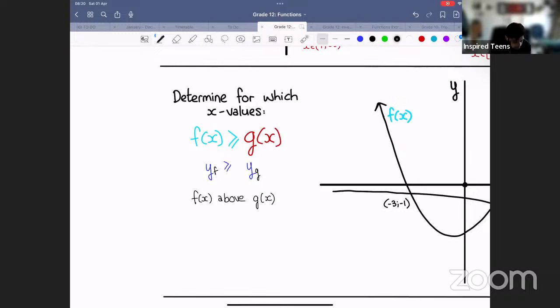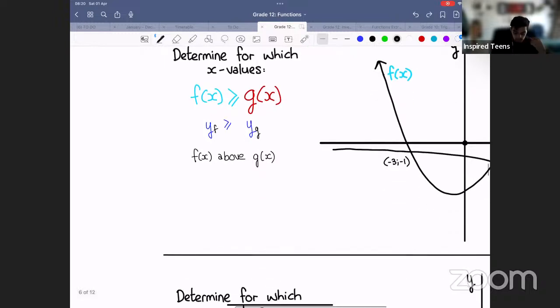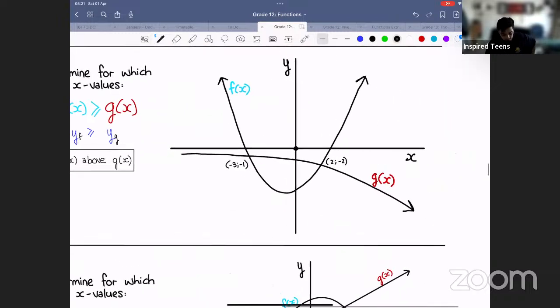f of x being greater than or equal to g of x means they're asking for the x values of this graph that's given, for which the y values of f, because that's why they say f of x, are greater than the y values for g, because that's why they say g of x. Remember, f of x, g of x, these represent y. Diagrammatically, they want the x values for which f of x is above g of x. So that's what we have to identify.